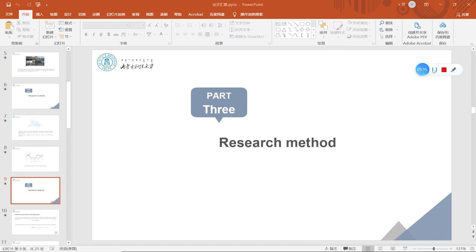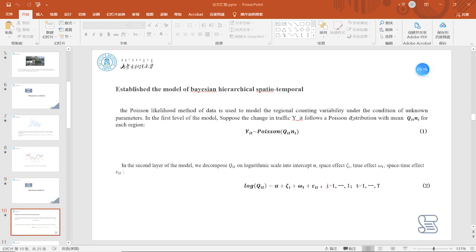The Poisson likelihood method of count data is used to model the regional counting variability under the condition of unknown parameters. In the first level of the model, suppose the change in traffic Y_it follows a Poisson distribution with mean q_it multiplied by N_i for each region, as in formula 1.